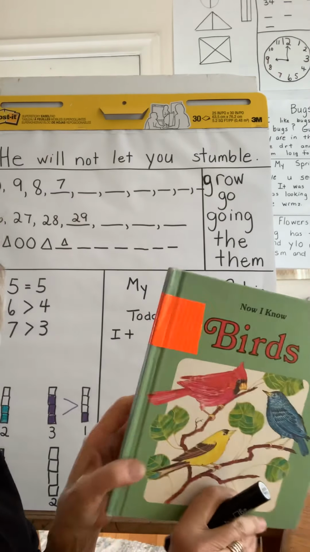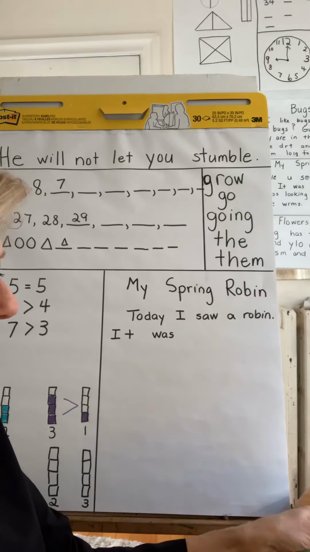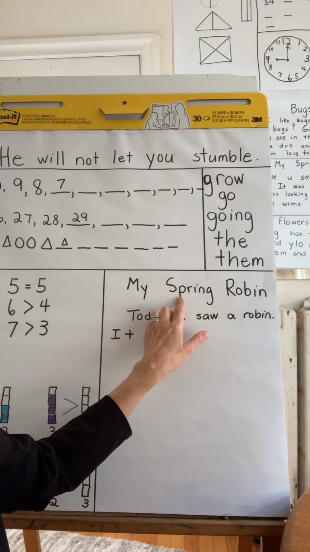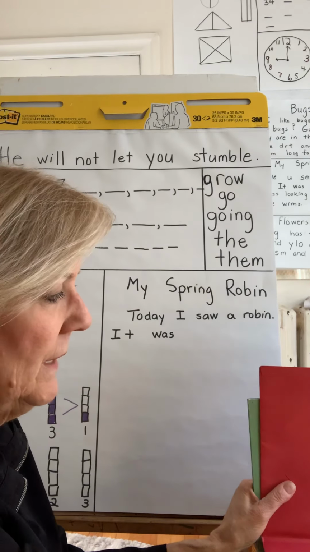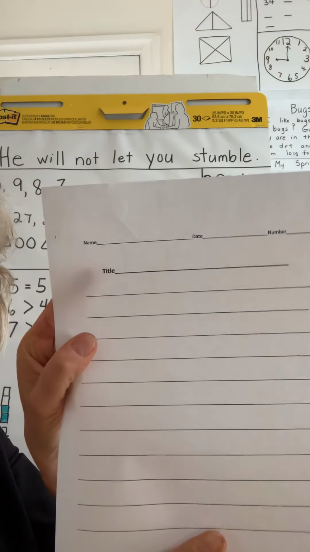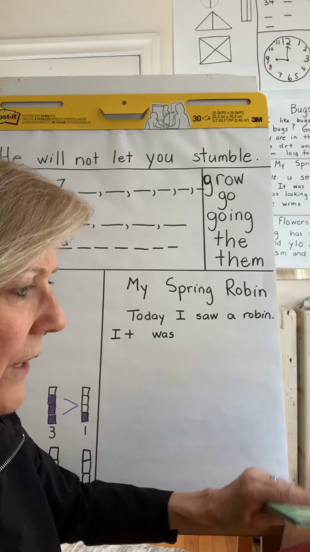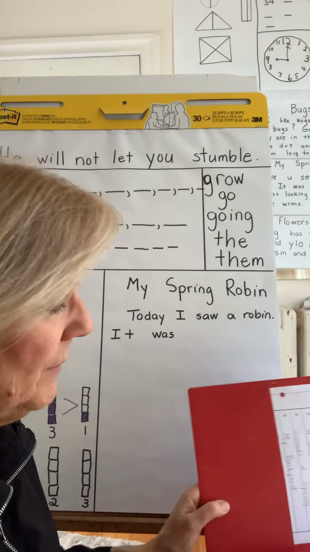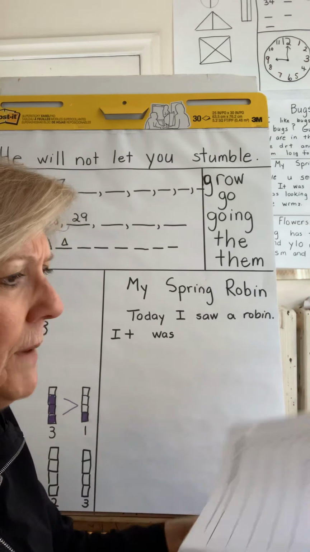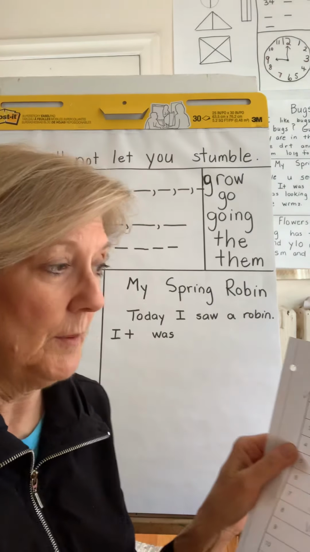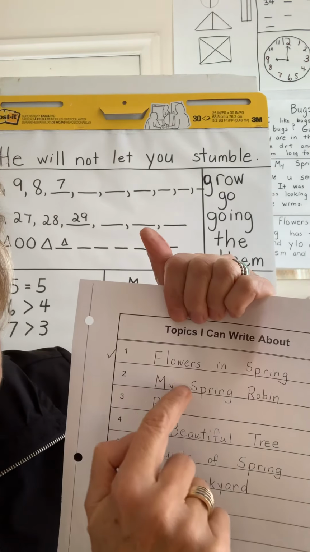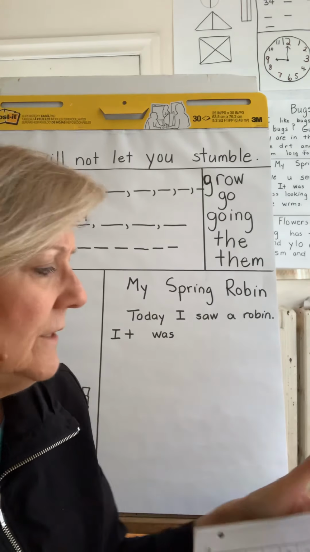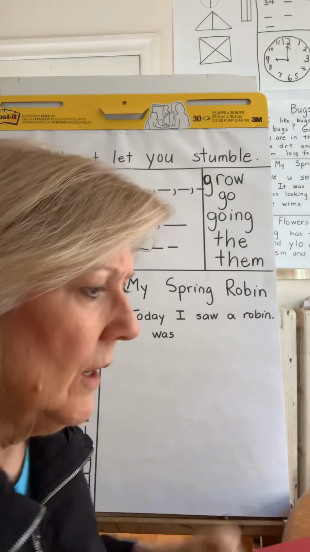And today is about birds, but it's about one particular bird, my spring robin. So you should get another sheet of paper so you can start this as a new one. Now you're making different papers, and mainly you're getting your ideas down on the paper. Yesterday we did flowers in spring. Today we're doing my spring robin. And I just want you to write about a robin.